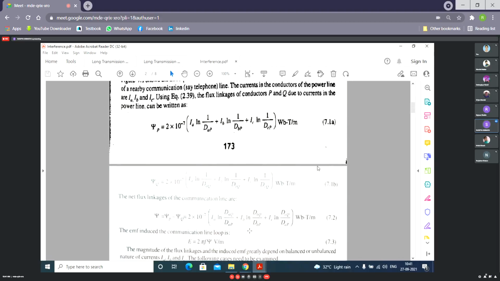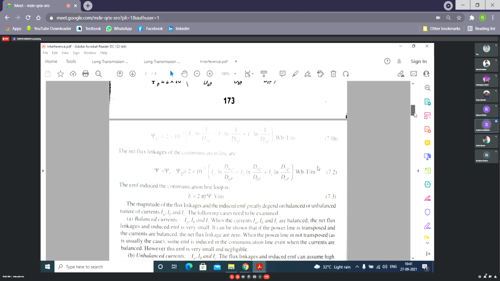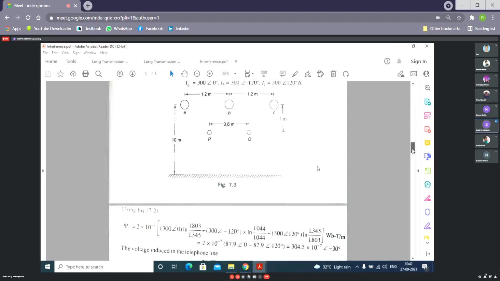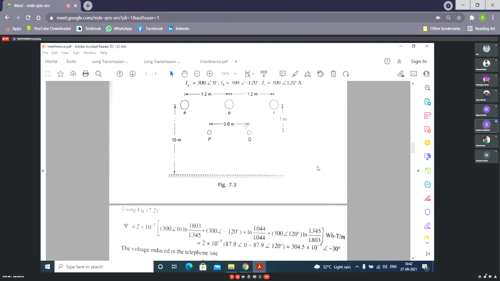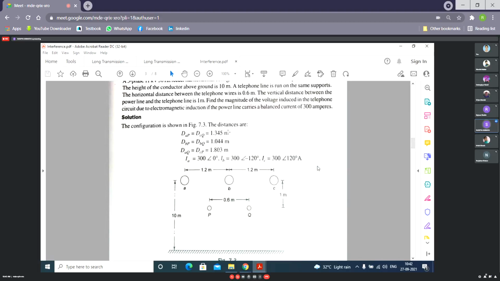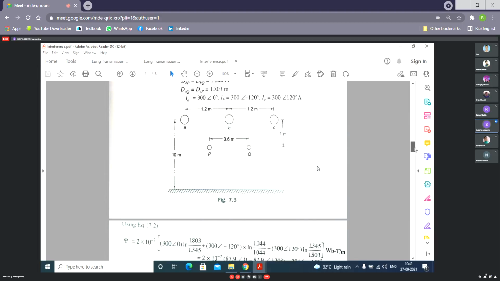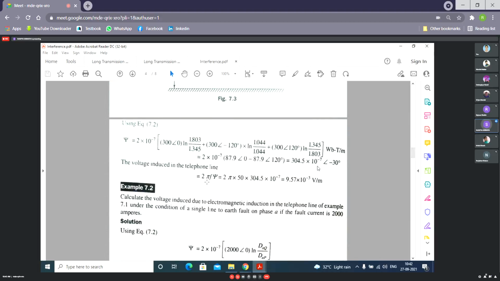You have to first write this one, then this one. So ultimately the formula you have to write. This is the formula. Actually, this is exactly the formula I showed there. Okay, that formula, equation 7.2, you substitute. All the values are known. You have to find out the distances. Maybe you will require the distance AP, maybe you will require the distance BP. So all the distances you find out. Okay, they have shown some distances here. And you can find out psi. Then it is very easy to find out the voltage induced, 2 pi f psi.